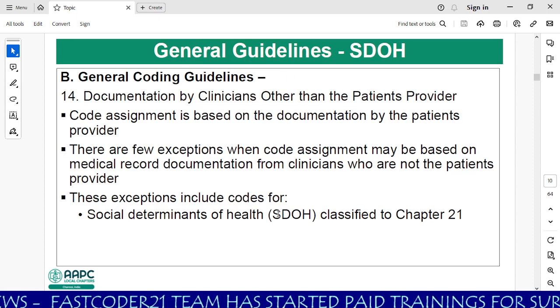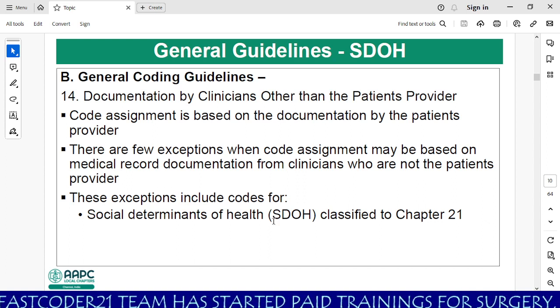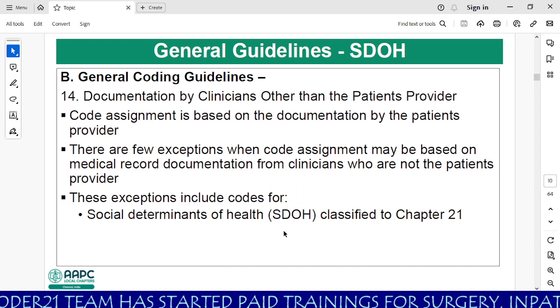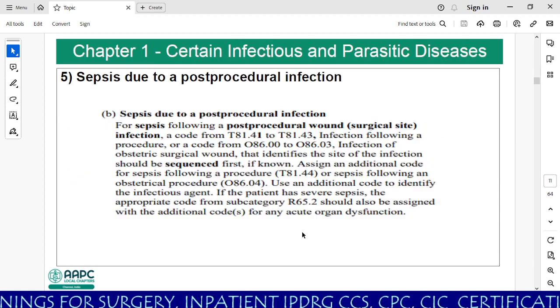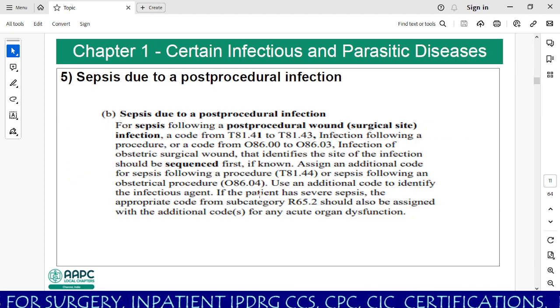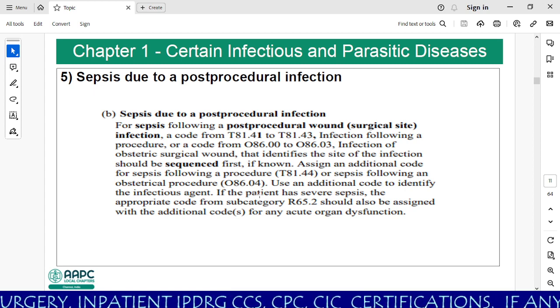There is also a change for the general guidelines on SDOH. Basically, from October 1st onwards, all SDOH codes are included in chapter 21. The guideline is the same, they have just added some extra words here.